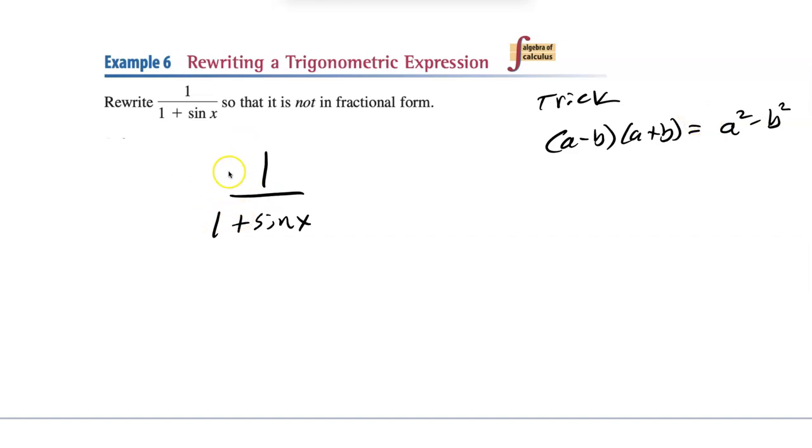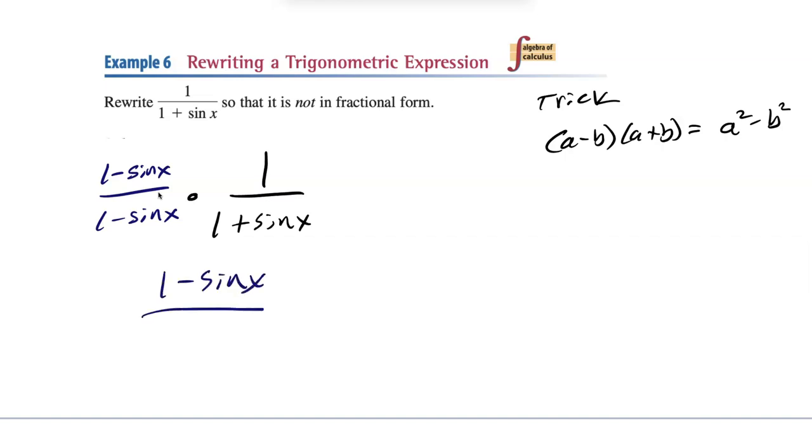So I want to rewrite this. I'm going to multiply both top and bottom by 1 minus sine x. That way, when I multiply them, I'm going to get a difference of two squares. And I can do that because you're multiplying by 1, right? It's the same thing over each other. So that's a trick we're going to use a lot. So on top, I'm going to have 1 minus sine x. On the bottom, you can multiply them, right? 1 minus sine, 1 plus sine, but it's just a difference of two squares. It's going to be 1 minus sine squared.